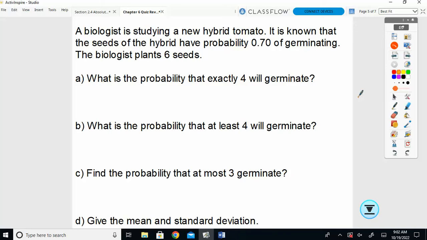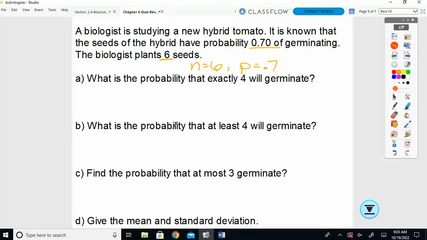So a biologist is studying a new hybrid tomato. It is known that the seeds of the hybrid have a probability of 0.7 of germinating. The biologist plants 6 seeds. Is this binomial? Yeah, we have 6 trials, so that's my n. Everything has a probability of 0.7. And there's only 2 outcomes. Either it germinates or it doesn't. Okay, so that is binomial.